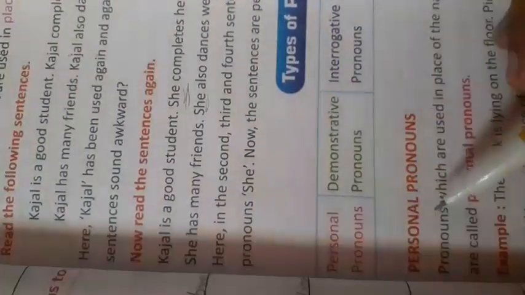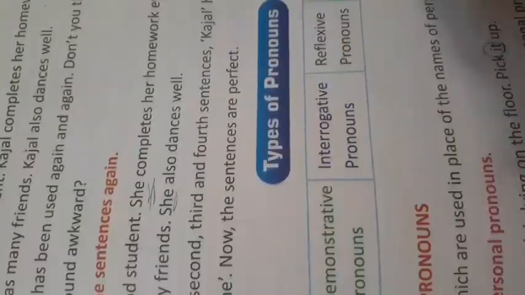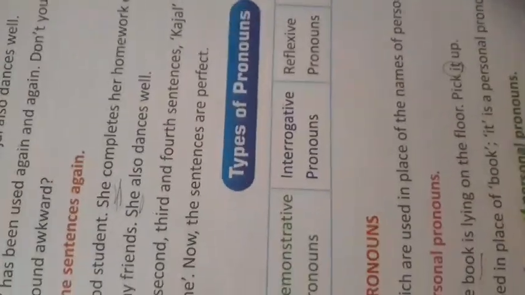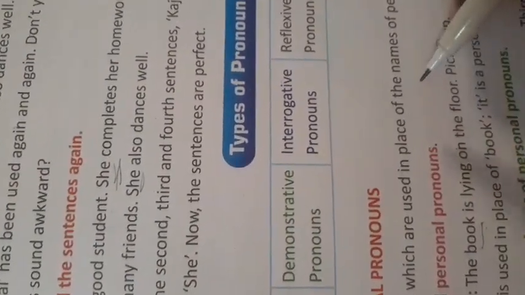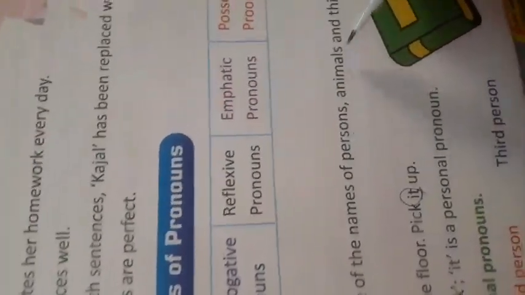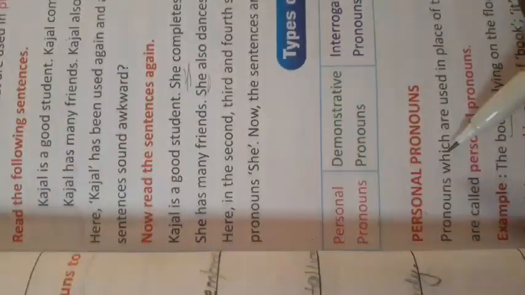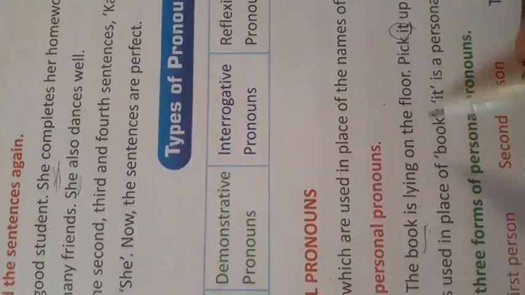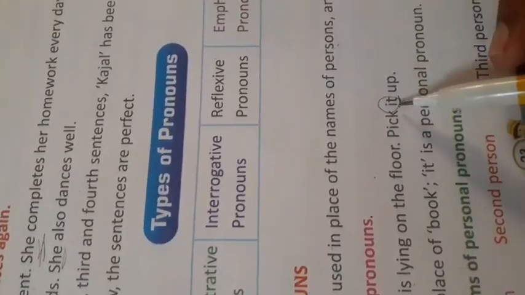It is very clear from its name only, personal pronoun. So what is a personal pronoun? Pronouns which are used in place of the names of persons, animals, and things are called personal pronouns. For example, you can see here: the book is lying on the floor, pick it up.